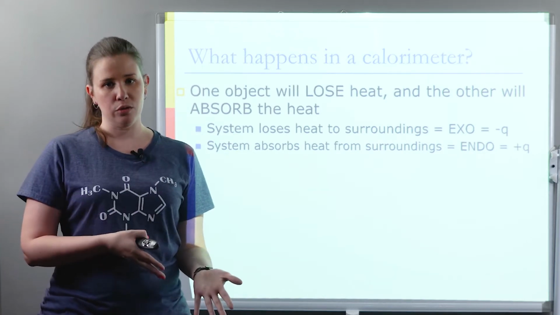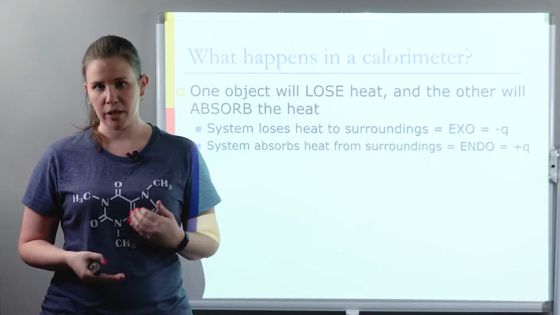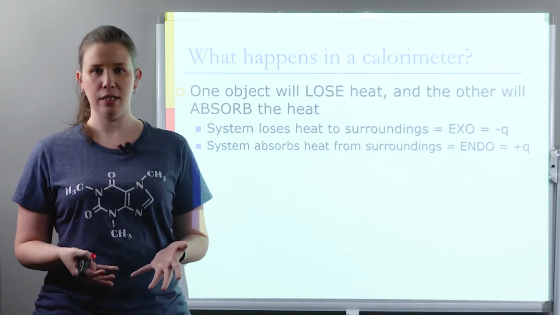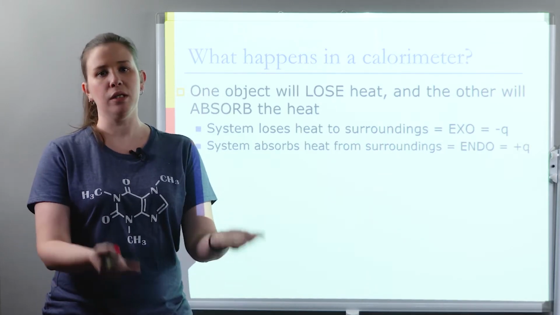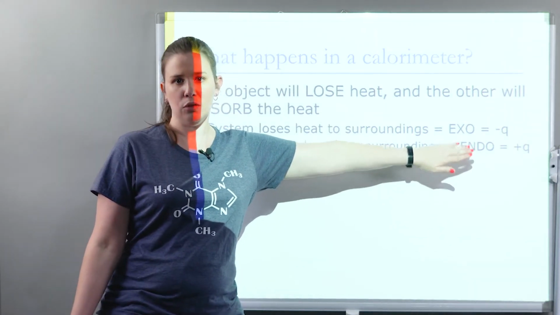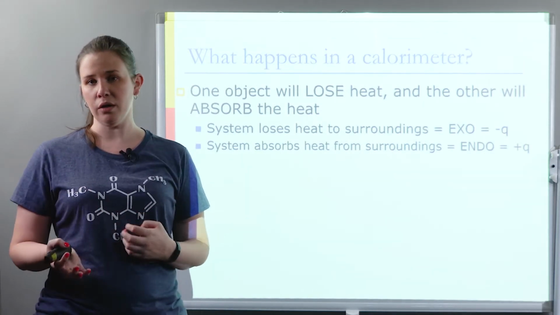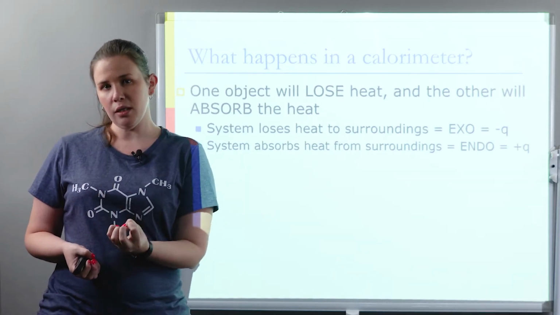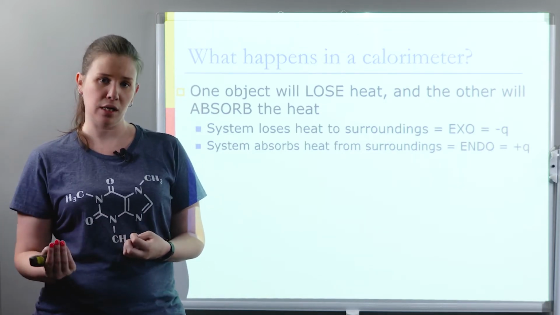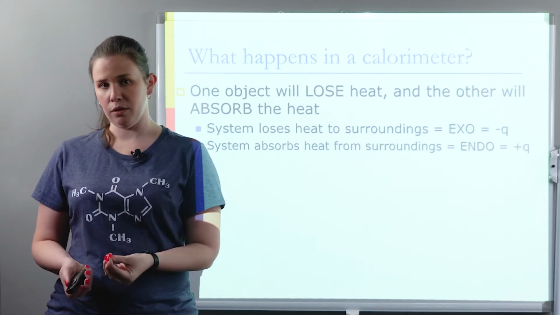Let's go ahead and look at what happens inside the calorimeter. One object will always lose heat, where the other object will always absorb heat. So let's bring in those words exothermic and endothermic again. The exothermic thing will be the thing losing heat, where the endothermic thing would be absorbing heat. And again, you need to know your signs. Endothermic is always a positive Q, and exothermic is always a negative Q. So in the example of the ice and the water, the ice needs to absorb heat in order to melt, and it's going to get that heat from the water. So the water would be losing heat, being exothermic, and the ice would be absorbing heat, being endothermic.